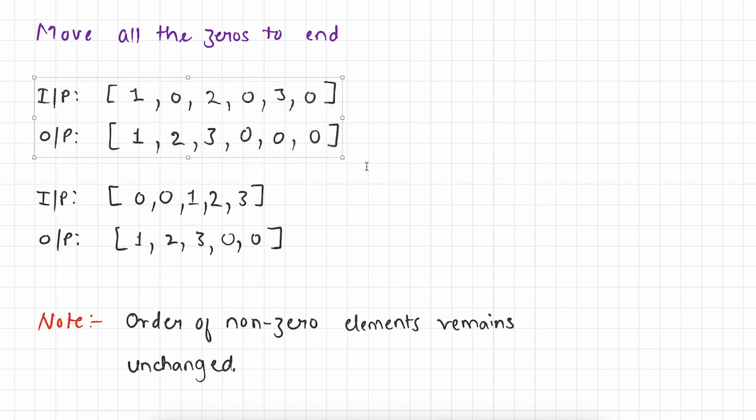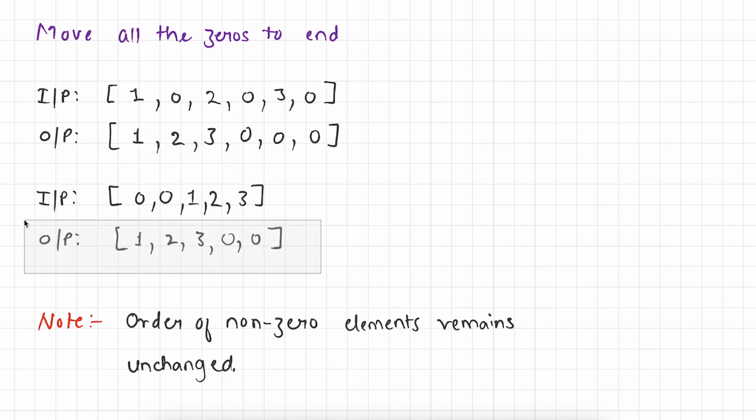In the first example, we have an array containing 1, 0, 2, 0, 3, 0. Here we can see that we have 3 zeros and 3 non-zero elements. What we have to do is just move all the zeros to the end. After moving zeros to the end, we get the output as 1, 2, 3 and 0, 0, 0. You can see here that we have never touched the order of the non-zero elements. It means the order in which 1, 2, 3 appears in the given array is exactly the same as the order in the output array. Clear?